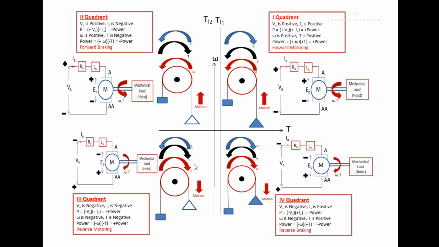The torque here is in the clockwise direction, and clockwise direction torque is assumed to be negative, whereas here the torque direction is counterclockwise. So if clockwise torque is negative, then counterclockwise torque will be positive. So here it is positive. The product of minus and plus gives a minus. Therefore here we are getting a negative power. So this is called reverse braking. This is about the four-quadrant operation of an electric drive of a hoist mechanism.